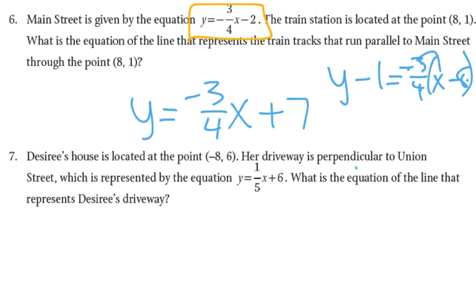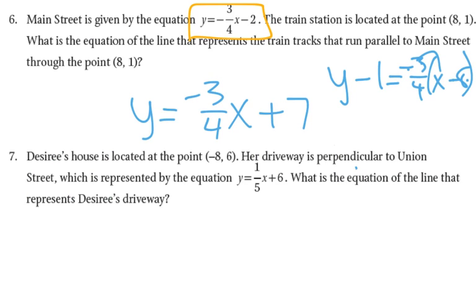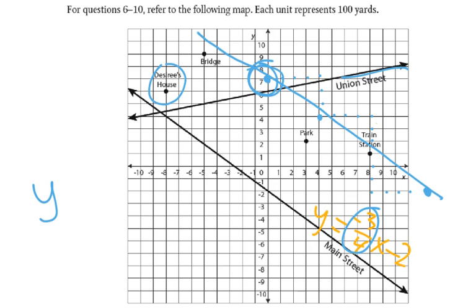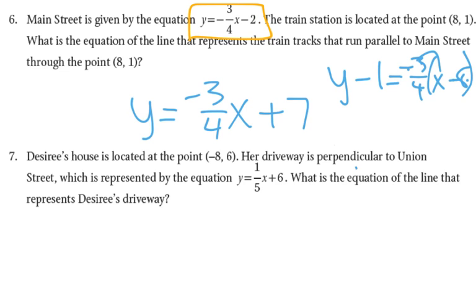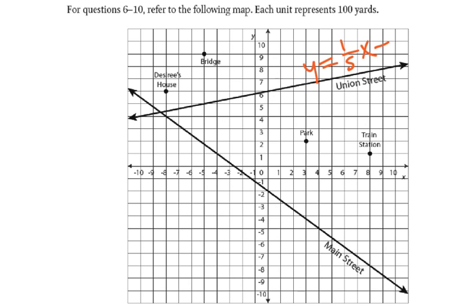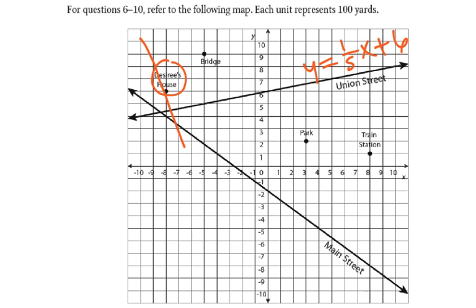Okay. Desiree's house is located at point negative 8, 6. Right there. Her driveway is perpendicular to Union Street, which is represented by this equation. So Union Street. So it was y equals 1/5 x plus 6. Okay, hers is perpendicular to that. So what's the equation? Okay, we can do it graphically or not. So our slope is going to be the opposite reciprocal of that. So we get 5 over 1. That's positive, so we make it negative, so negative 5.